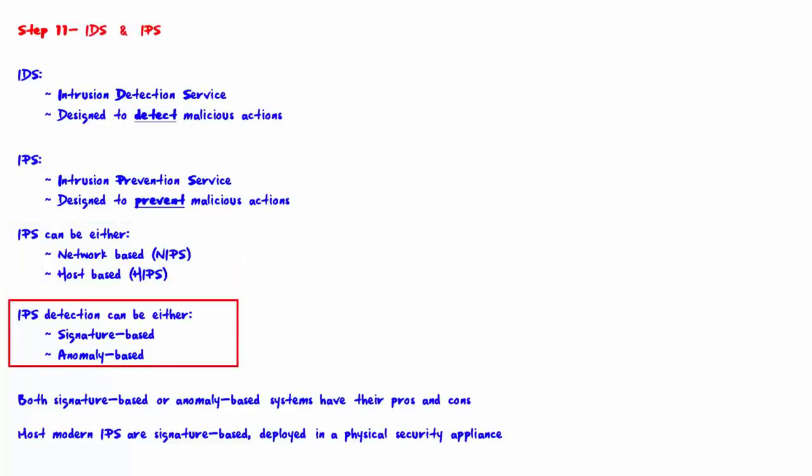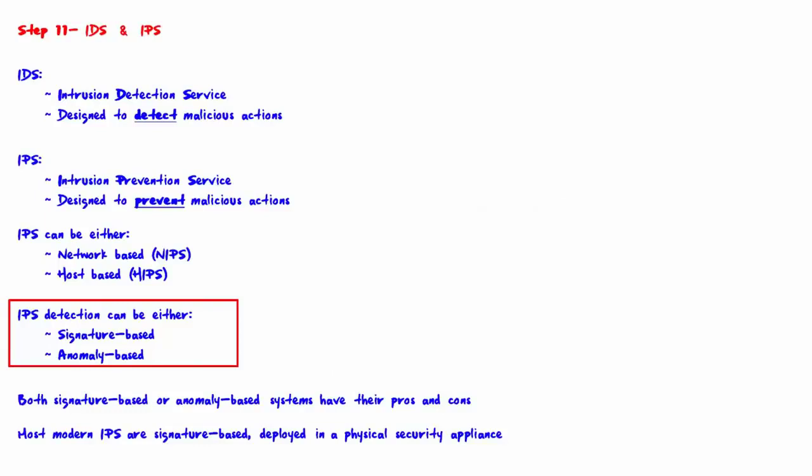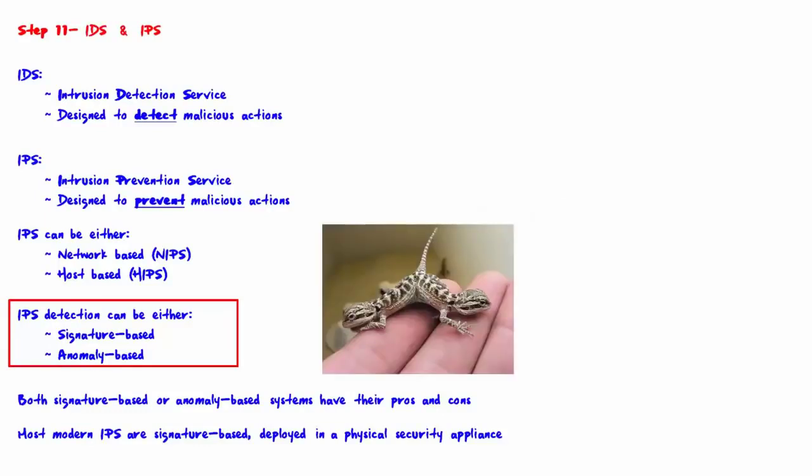IPS detection can be signature-based or anomaly-based. With signature-based, there will be one signature for every exploit that it is capable of preventing. The signature works by zeroing in on some unique aspect of the particular exploit that is always present for that exploit. With anomaly-based, the system looks for signs of abnormal traffic and assumes that the abnormal traffic is malicious.